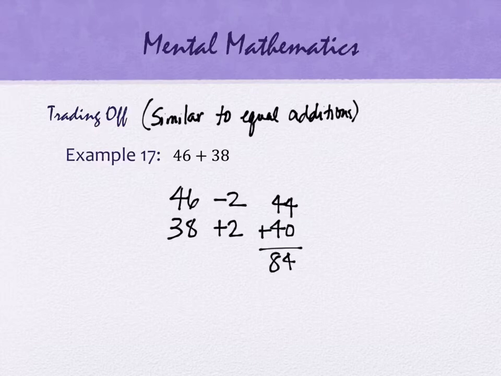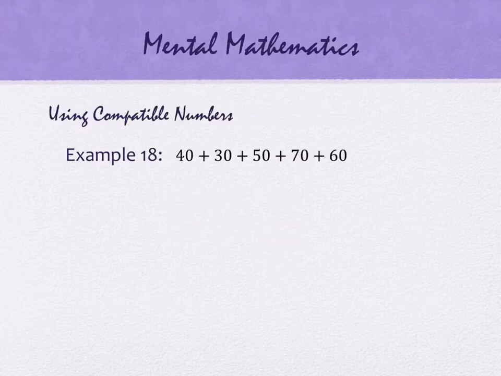Okay? Trading off. All of the algorithms we've done so far, these three mental math algorithms, work really well when you're doing just two values added together. Compatible numbers, the next one, you'll notice, means I have a bunch of numbers added together. Compatible numbers doesn't make a lot of sense with just two numbers being added.